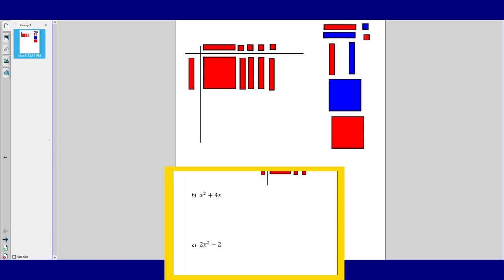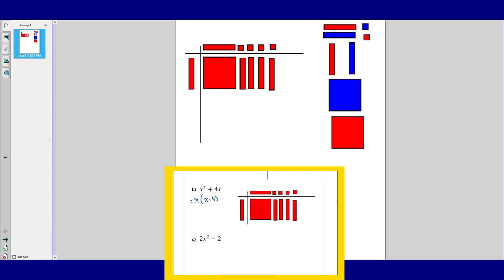So let's copy and paste this into our solution. And again, if we look on the edges, that is going to be our two brackets. I am going to put the single one on first. So x will come first, followed by x plus 4. Again, the rectangles are x, the squares are 1, and the big squares are x squared. So when I factor it, x squared plus 4x is x times x plus 4.